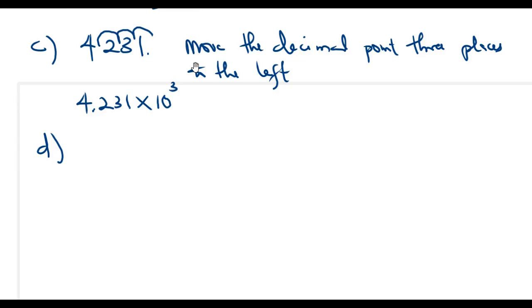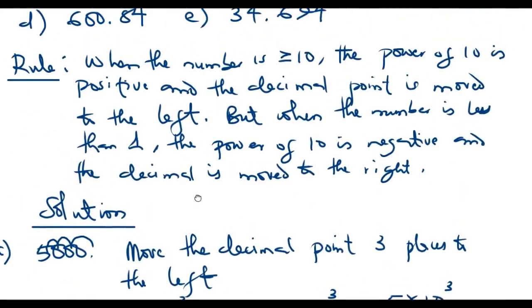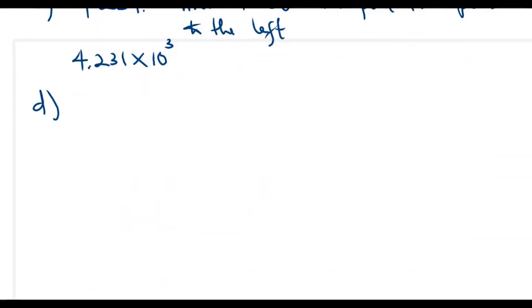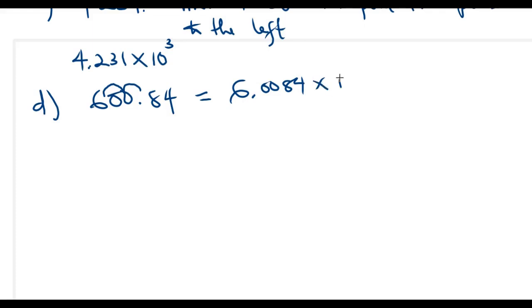Then D, we have 600.84 in standard form. So this number is also greater than 10. So we need to move the decimal point backwards. So that will be 1, 2. So that will be 2 places backwards. So you have 6.0084 multiplied by 10 to the power of, how many times did you move it backwards? 2. So this is this number in standard form.